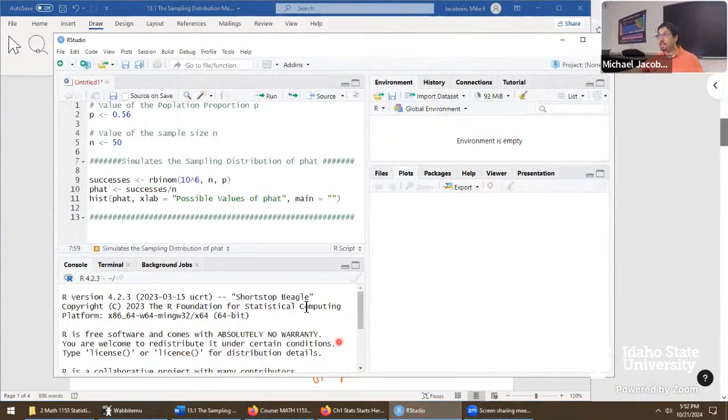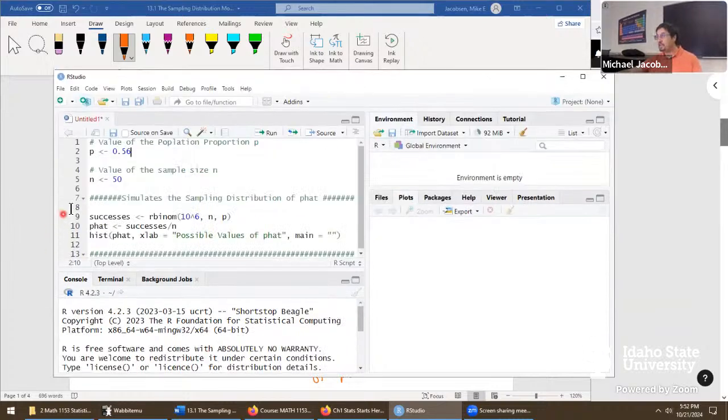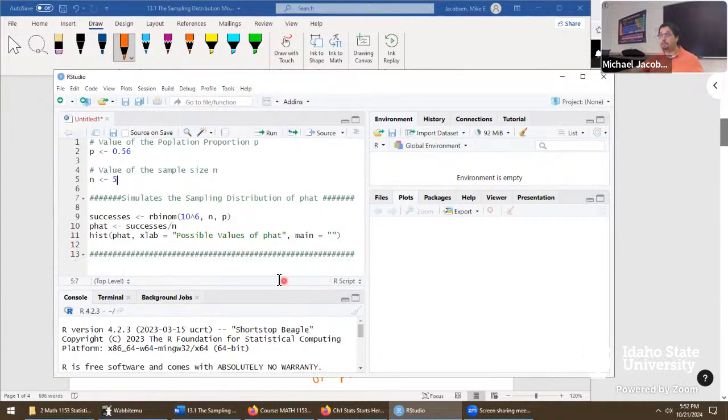But before we get started, here's what we put in to start it out. We put P is 0.56. That came from right over here. So that's the supposed value of the population proportion P. Next thing we're going to do is indicate our sample size. We're going to do this at sample size, say 50. Actually, let's start off at 5 and work our way up to 50. We know larger samples are important in statistics, but we'll get to see why if we start at a really, really low value.